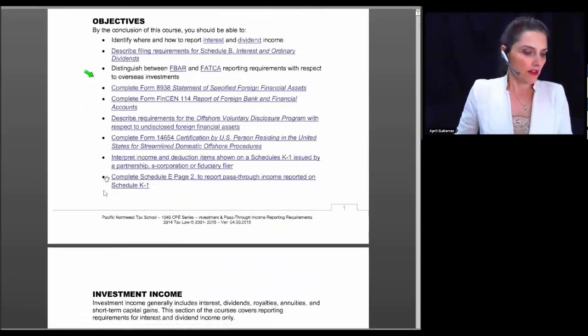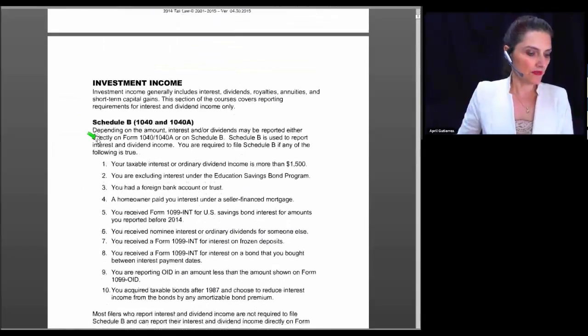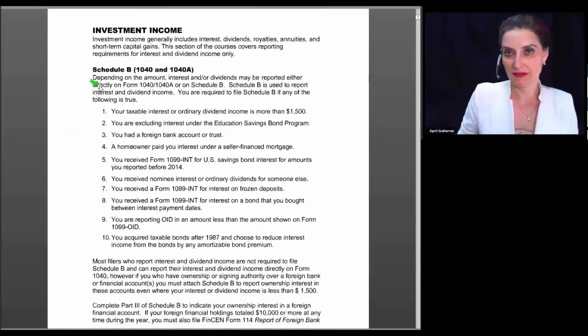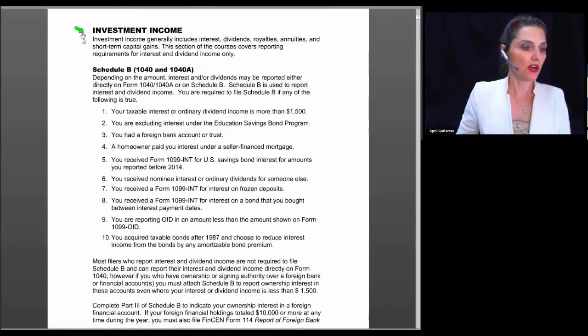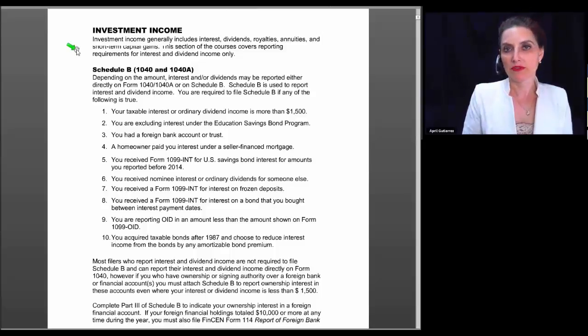And then moving on down to the first page of the manual, actually technically page 2. We're starting off with the definition of investment income. And investment income generally includes interest, dividends, as well as royalties, annuities, and short-term capital gains. But today's class is really only going to focus on the filing requirements for dividend income and interest income reporting only. We're not going to be getting into those other types of income such as royalties and capital gains because those are reserved for other sessions.